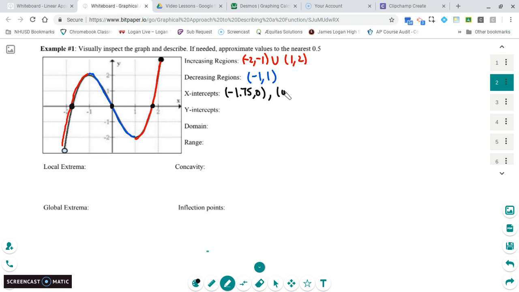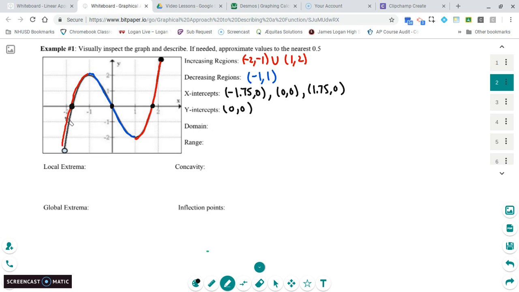So I just make a list. This isn't different from stating a domain interval? We use this union symbol to concatenate these two regions. But here we're just making a list of locations, so I use a comma. And then the third x-intercept is at about 1.75 maybe, comma 0. All right, only one y-intercept, otherwise it wouldn't be a function, right? So 0, comma 0.